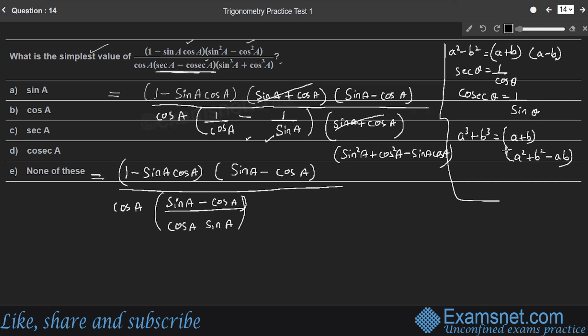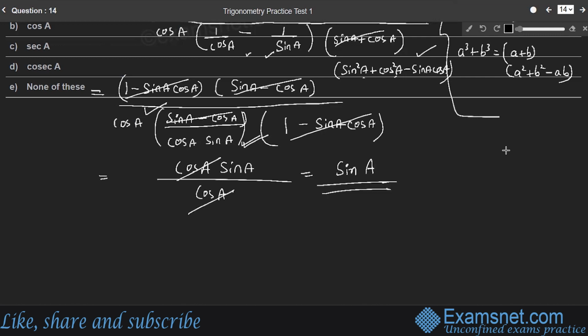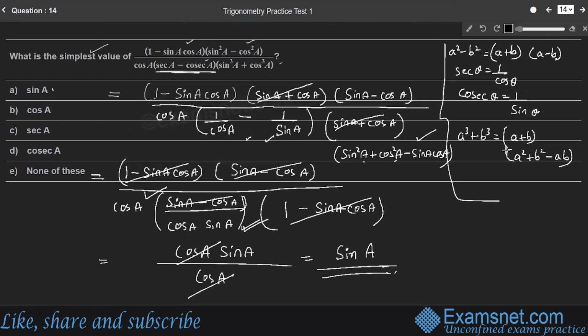And lastly, we have this term, sin square A plus cos square A, which is 1 minus sin A cos A, right? So we can cancel 1 minus sin A cos A and 1 minus cos A sin A. And sin A minus cos A, sin A minus cos A, right? And the denominator of the denominator will go to the numerator. So it becomes cos A into sin A in the numerator divided by, in the denominator we have cos A. So we can cancel cos A and cos A and we'll get sin A as the final answer, right? So option A is the right answer.